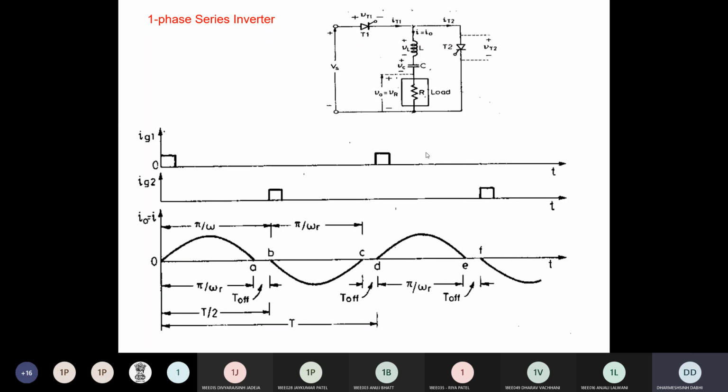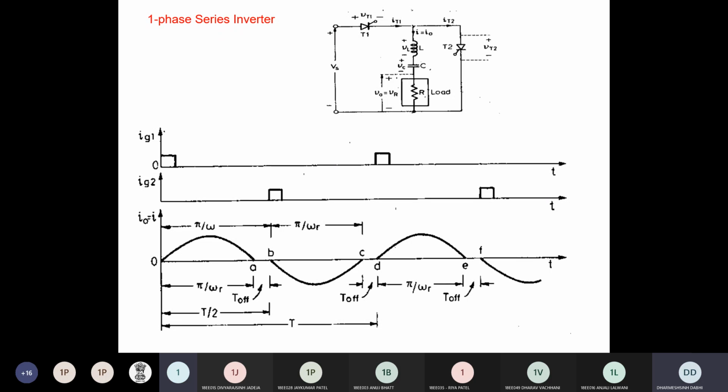Underdamped and overdamped conditions, in short, depend upon the value of L and C. Clear? So this time, pi divided by omega r, depends upon which values of C and L you have taken here. Clear? I think your doubt is cleared. Is there any problem with the series inverter?